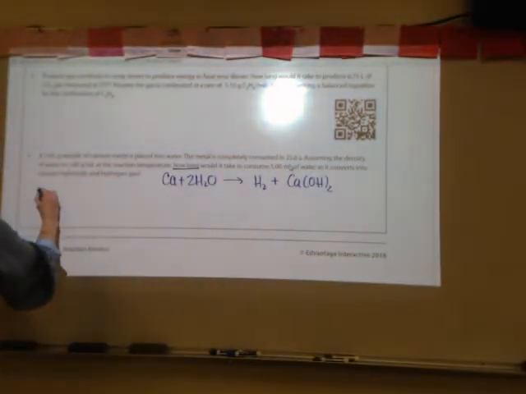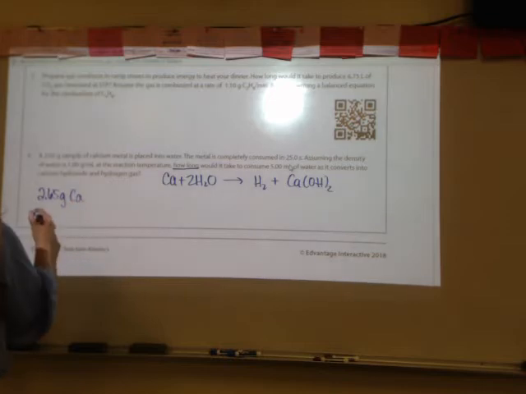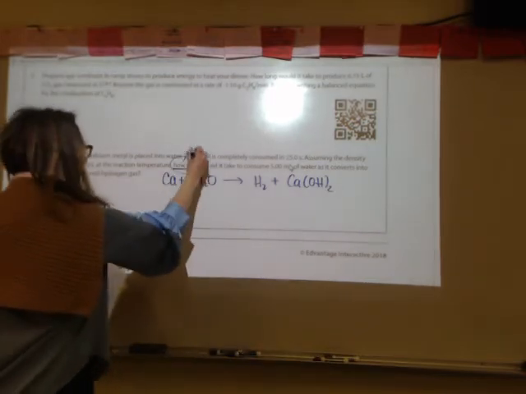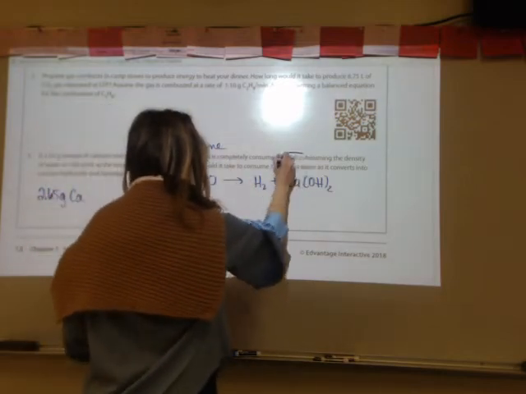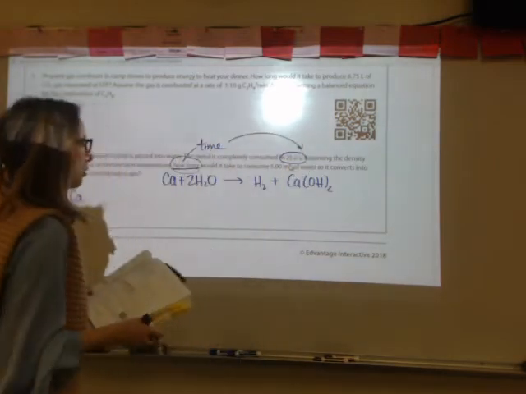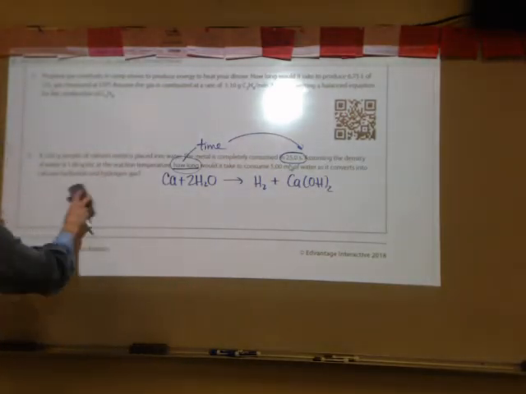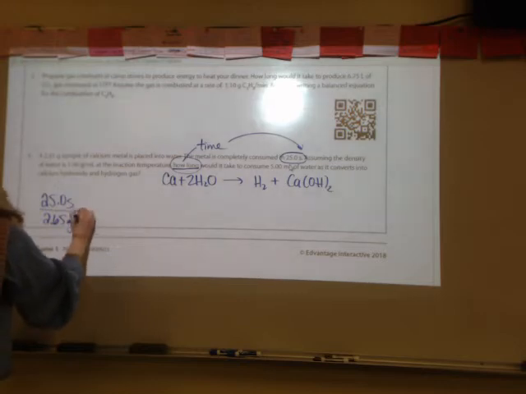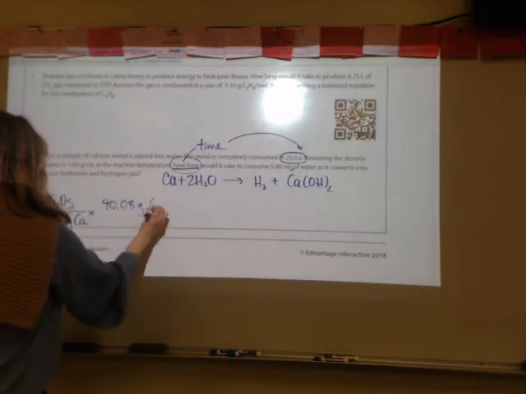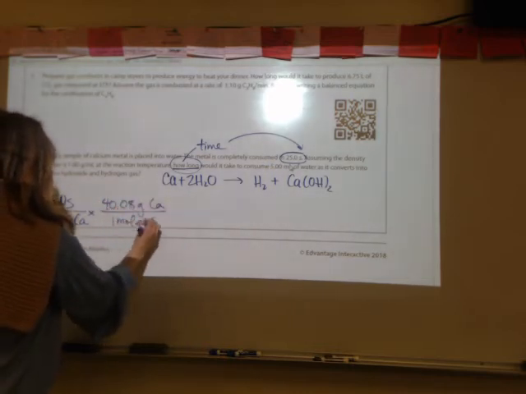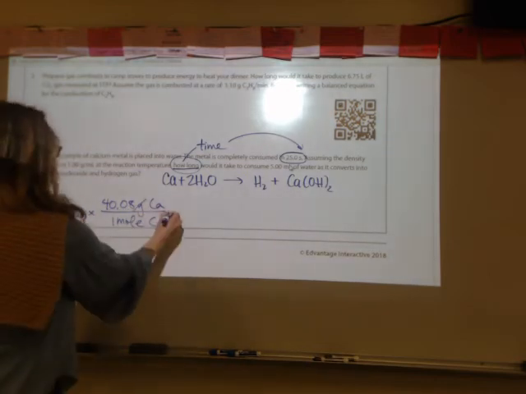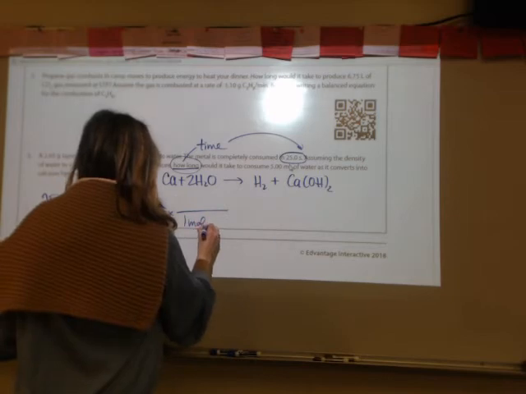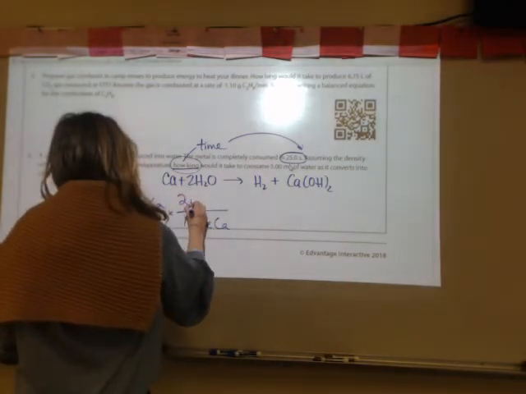You're going to take your 2.65 grams of calcium, and since they want us to solve for time, it would probably be a good idea to put the time number and unit that we're given in the numerator. So I'm going to bring this down a little bit. We're going to put 25 seconds on top, and that's how long it takes to consume 2.65 grams of calcium. So you want to put that on the bottom. Convert your calcium to moles by using the molar mass. So this cancels. And then the coefficient in front of calcium is a 1. The coefficient in front of water is a 2.